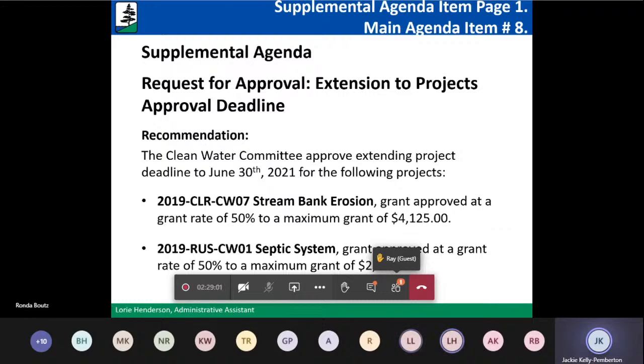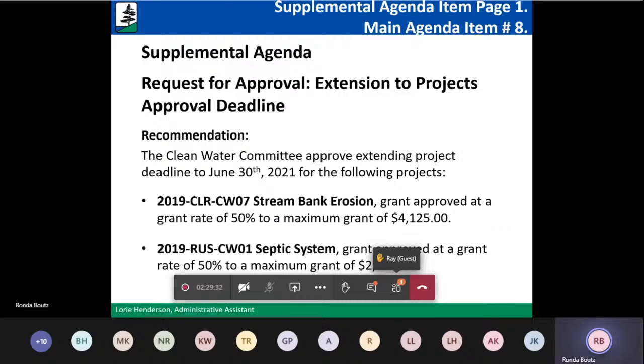Okay, supplemental is where we're going to. The request for approval of extension of projects. I'll take that to you, Rhonda. Yes, Lori will cover that one. And just to note, for those that can see the screen, there is an amended resolution. For those on the phone, we'll read it out for you. A second project came in just after we sent the package out, so just keep that in mind.